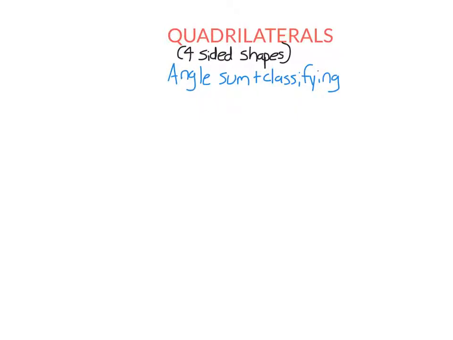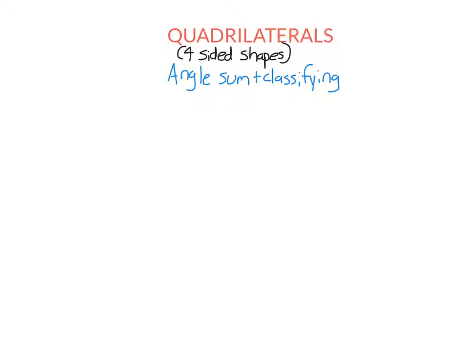Thank you so much for tuning into this video on quadrilaterals. So a quadrilateral is any shape with four sides. There are heaps of different types of quadrilateral, and in this video we'll look at naming those, and we'll also look at the angle sum of a quadrilateral.